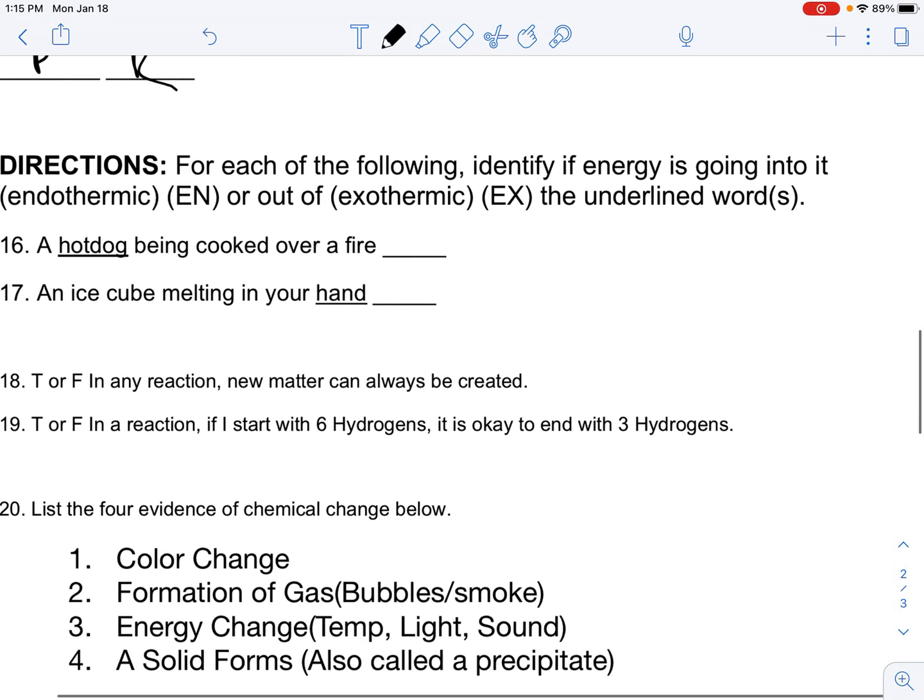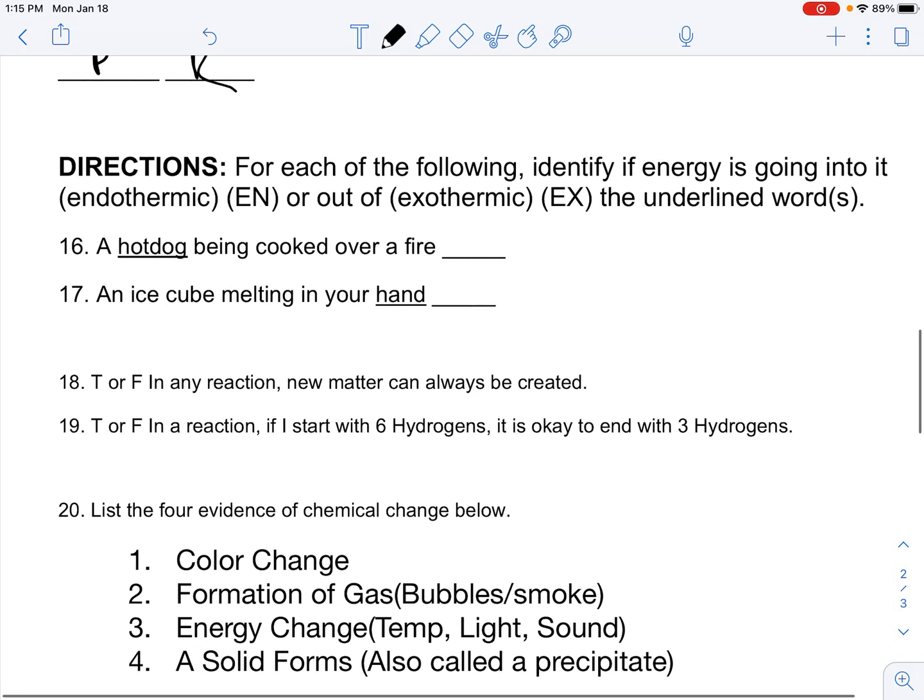So, endothermic, think about what is heat doing, going into or out of that underlying thing. So the hot dog is being cooked, that means heat is going in, so the hot dog is endothermic. Ice cube melting into your hand, heat is leaving your hand into the ice cube, so that would be exothermic.